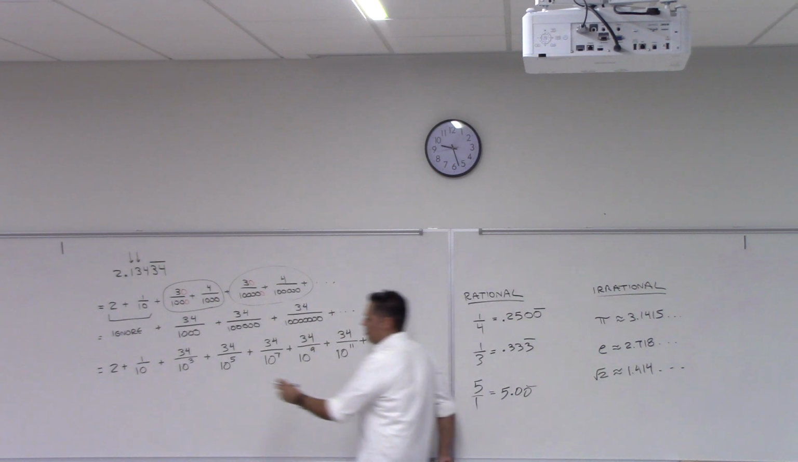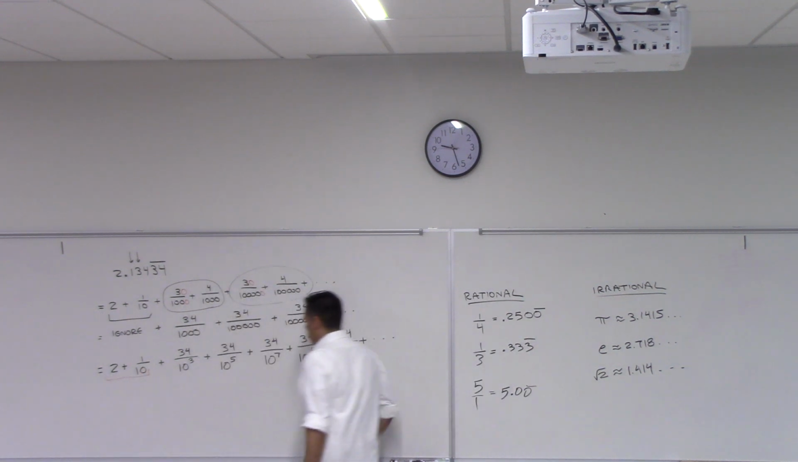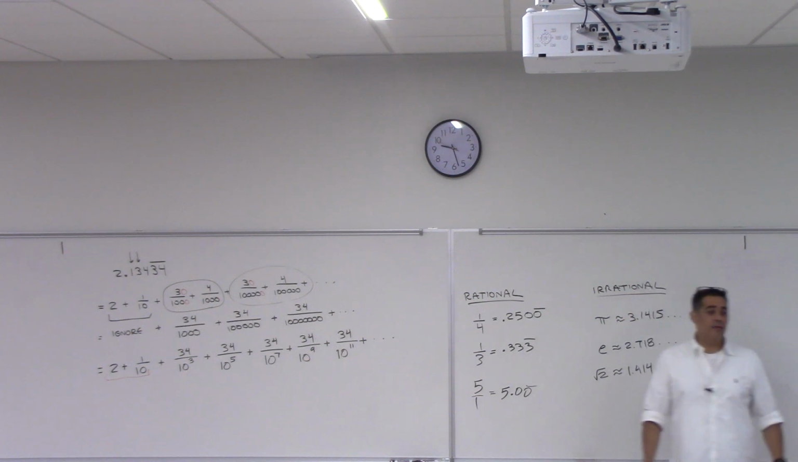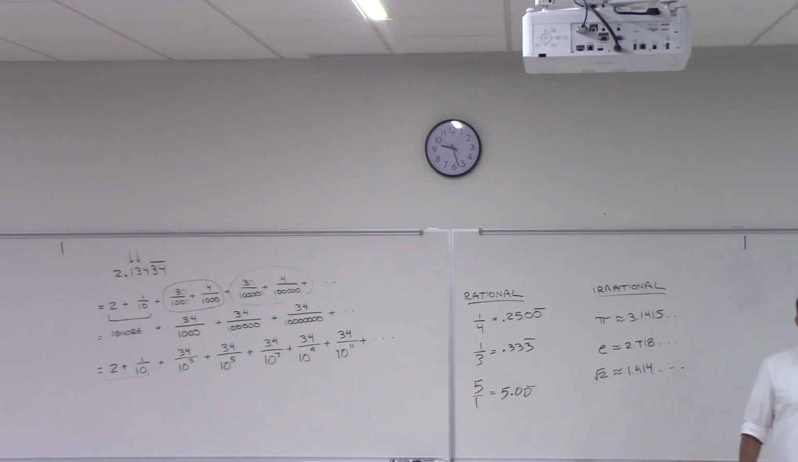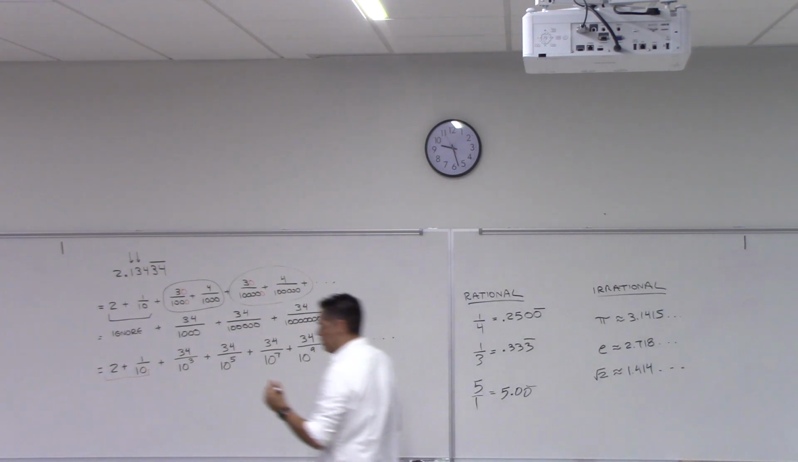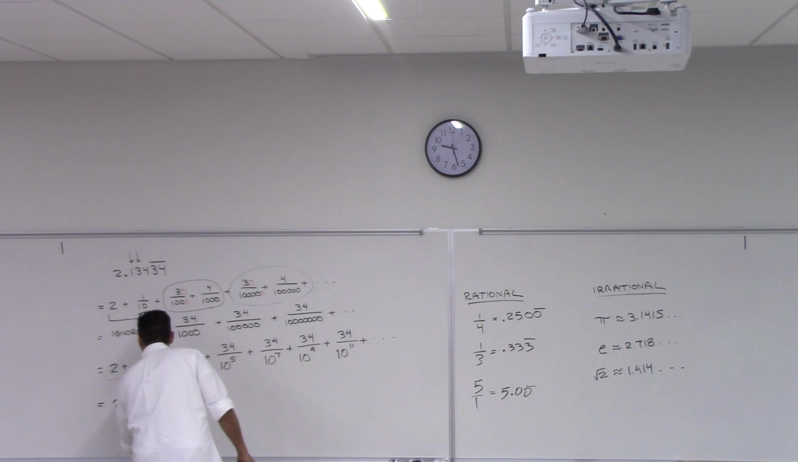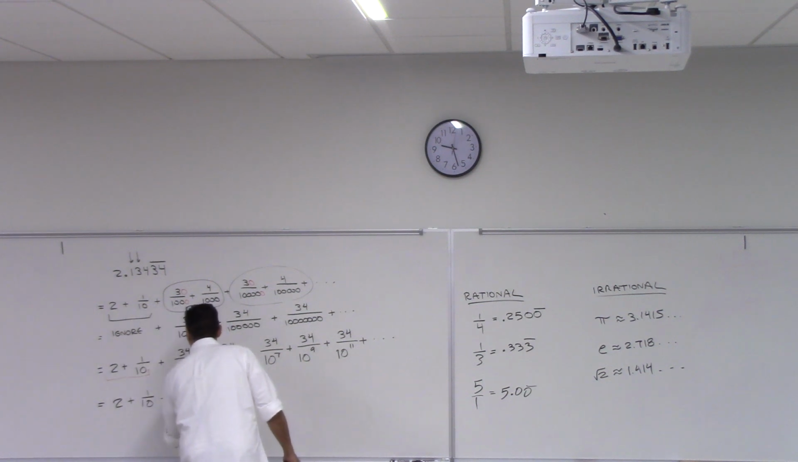And I'm ignoring this right now, right? I'm ignoring that. I'm just working with this part right here. That part right there, I'm going to try and rewrite it in sigma notation. The part not in red, I'm going to try and write in sigma notation. So I'm going to say this is equal to 2 plus 1/10 plus, okay, now this sum.